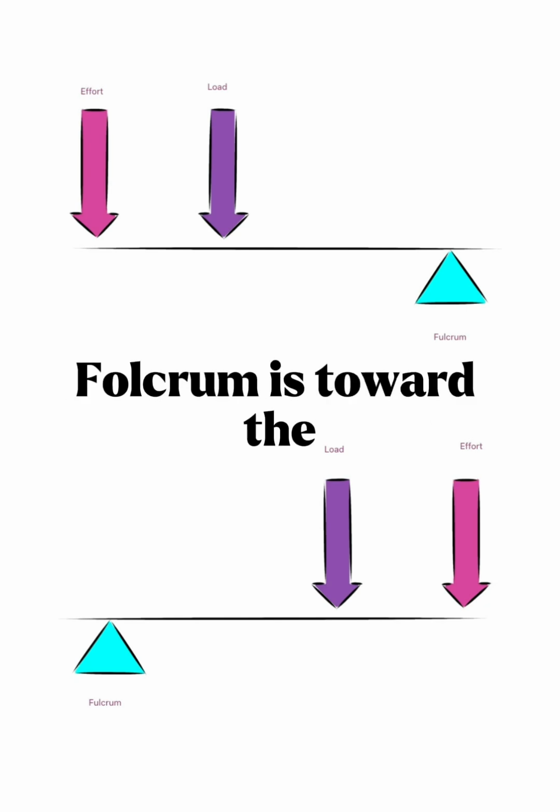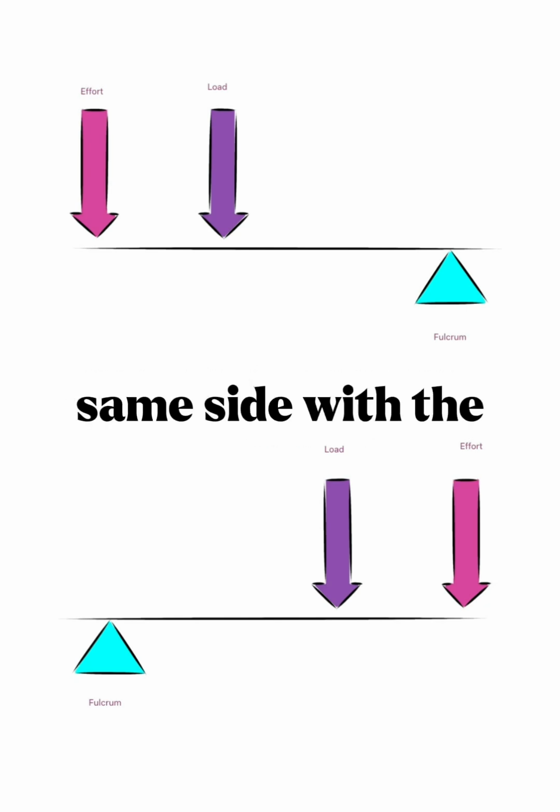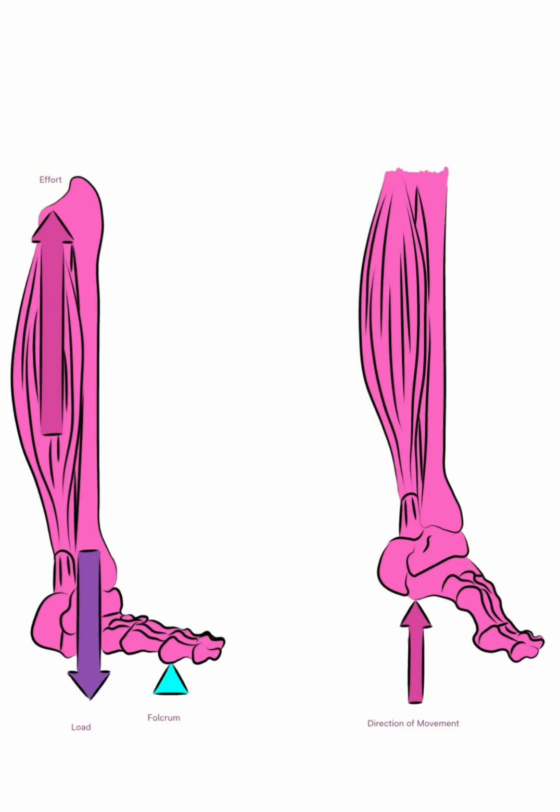A second-class lever example is a calf raise. In a second-class lever, the load sits between the fulcrum and the effort. A calf raise demonstrates this. The toes act as the fulcrum. Body weight is the load. The calf muscles provide the effort.